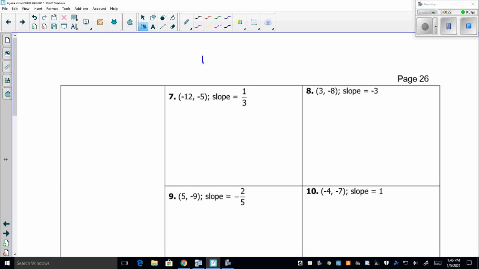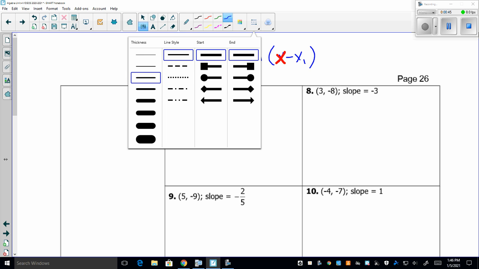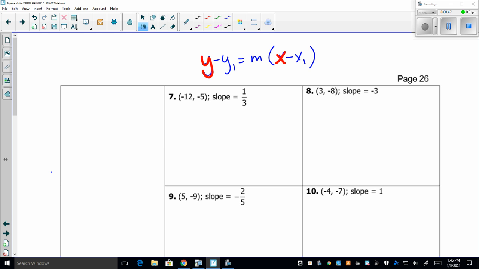It is y minus y1 equals m times the quantity x minus x1. And let's recall that this y right here stays a y, and this x right here stays an x. Just the little x1 with the subscript and the y1 with the subscript are going to change. Those are the only ones that are going to change.